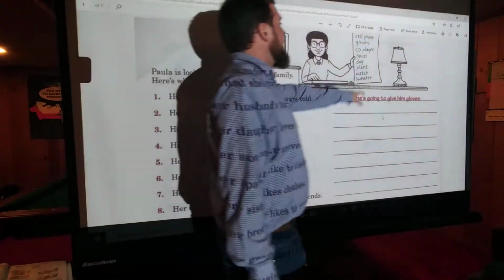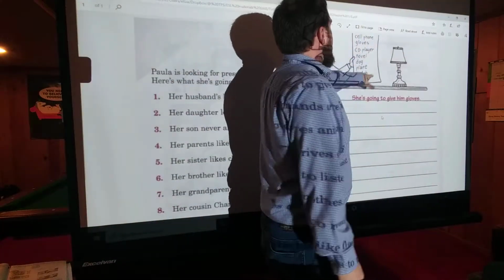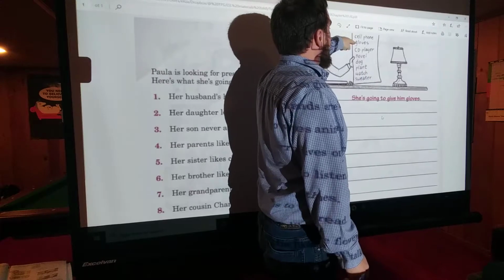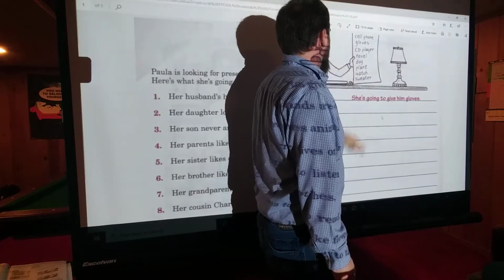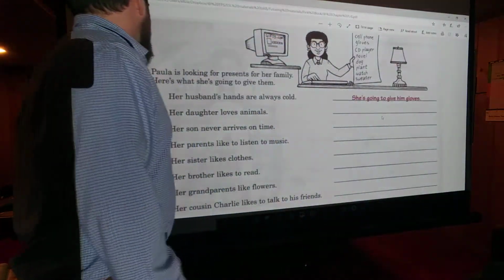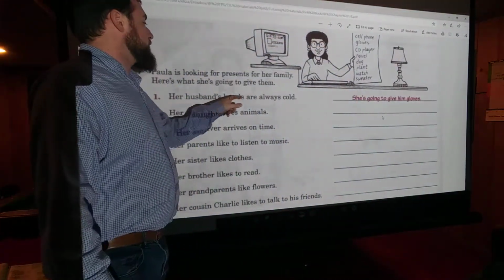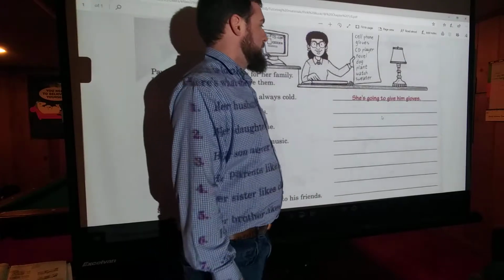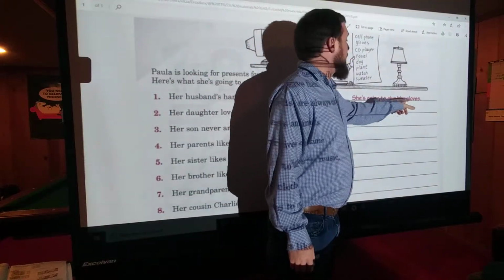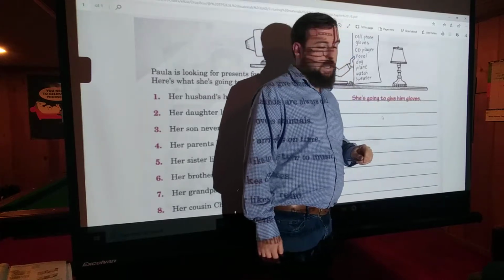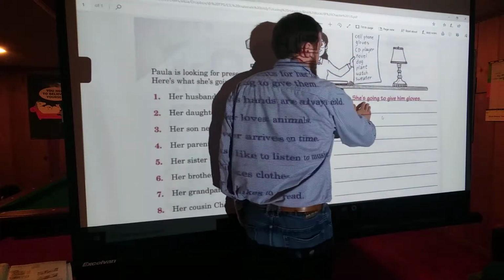And then this is really important. We've got a list over here. See, it says cell phone, gloves, CD player, novel, dog, plant, watch, sweater. Now it says, her husband's hands are always cold. She's going to give him gloves. See? So we're using the same grammar we used before.